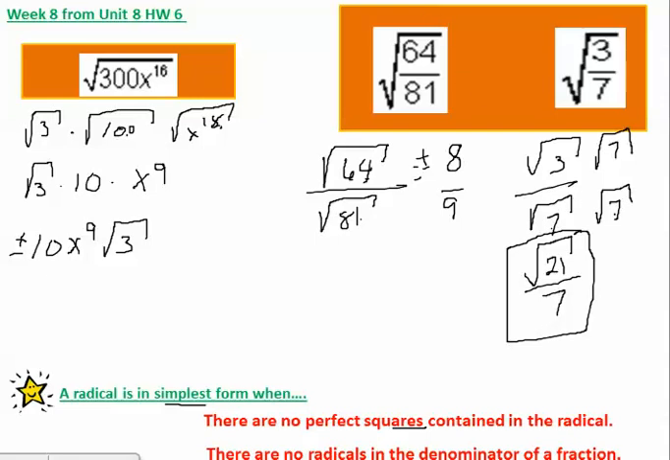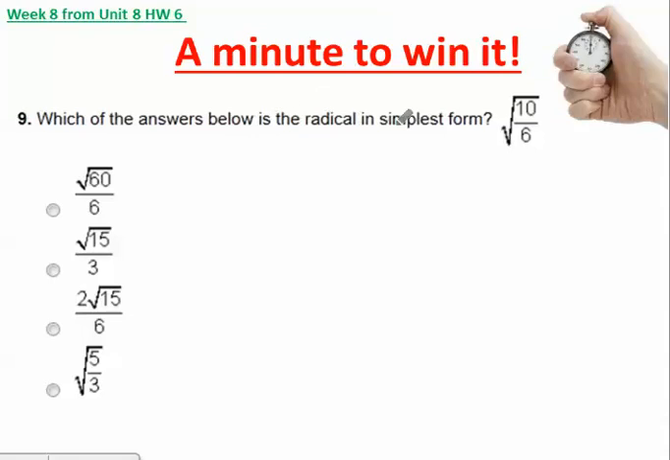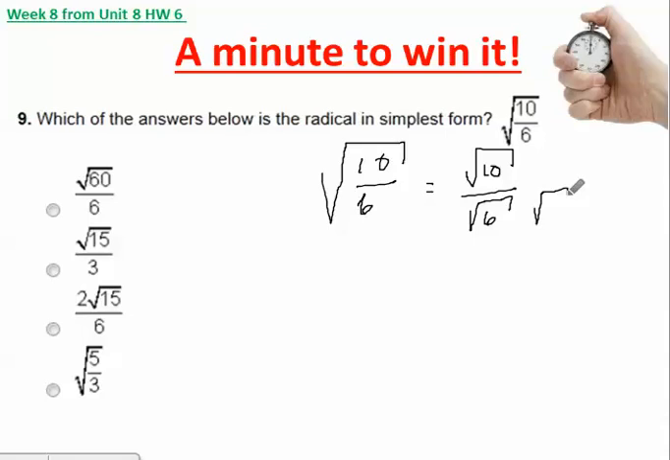Okay? Let's try a couple of others. Looking at this one right here, 10 over the square root of 6. Well, I'm going to break it apart. Square root of 10 divided by the square root of 6. I'm going to multiply it times the square root of 6 over the square root of 6. Why am I doing that? That's multiplying it by 1. But what that's going to give me on the bottom is a 6. And on top, I'm going to have the square root of 60.